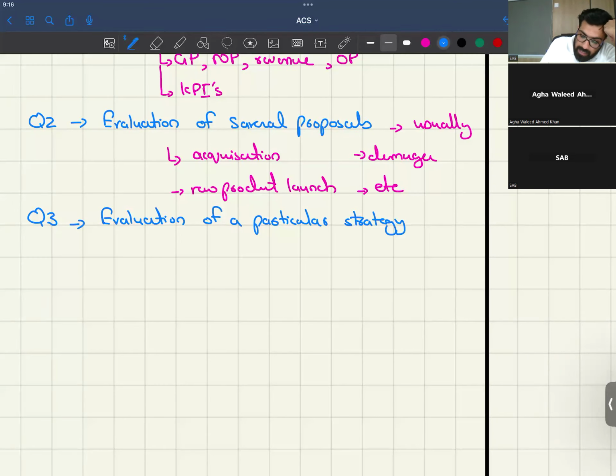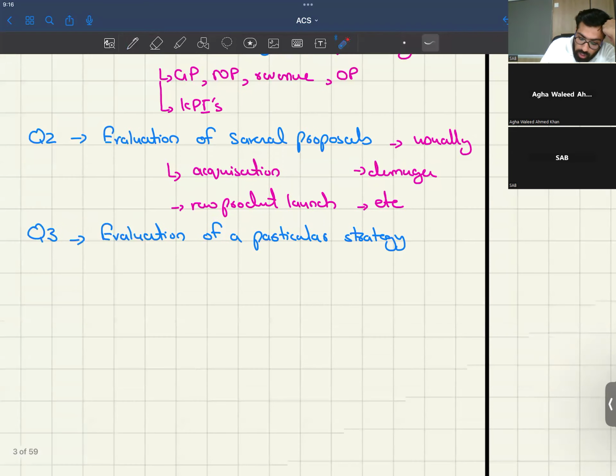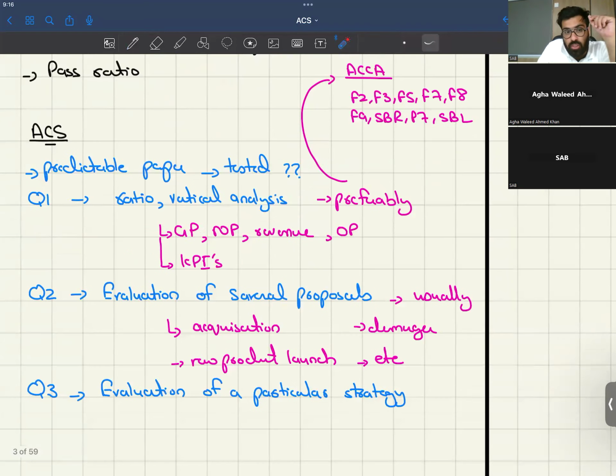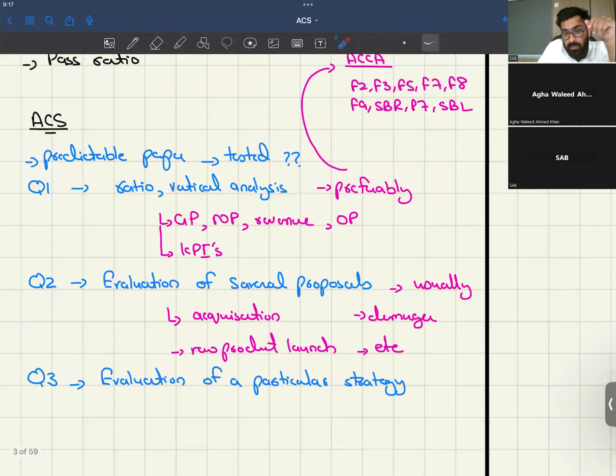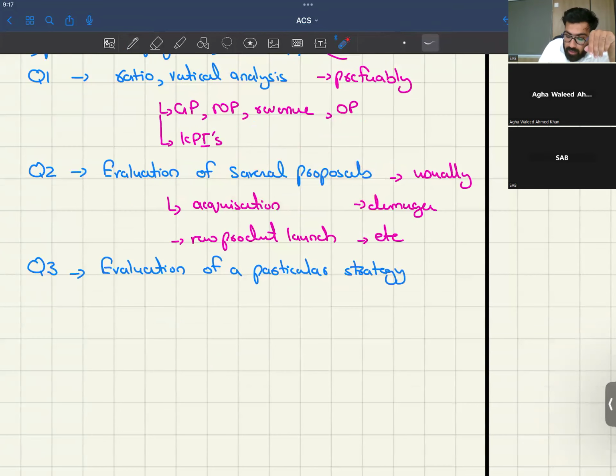So see, in the first requirement, you are going to do the analysis of the ratios. In the second, you are going to analyse a proposal, and in the third, you are going to analyse a particular strategy. They could ask you, similar to the second question, any particular strategy being given to you, and they could ask you to evaluate. Like you have to do a strategic what-if analysis on that. You have to perform sensitivity on that.